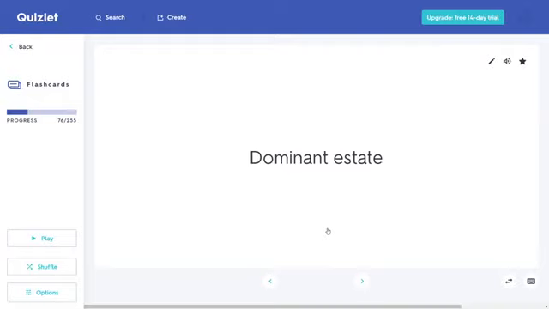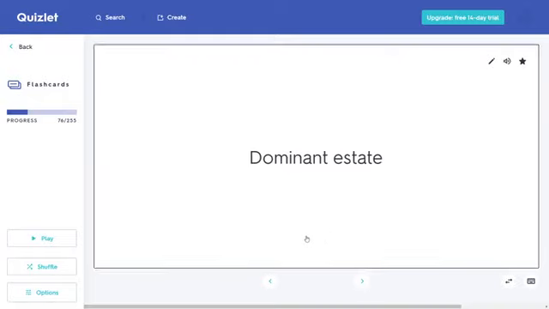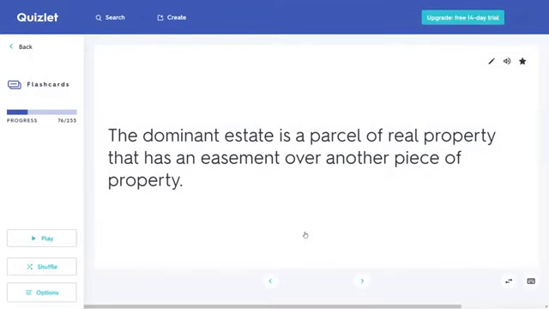Okay, dominant estate. What is that? Do you guys know? So the dominant estate is a parcel of real estate that has an easement over another piece of property. I would say the way to remember this is the fact that it's dominating. It's dominating over another piece of property. It's the main one. It's property that has an easement over another property.